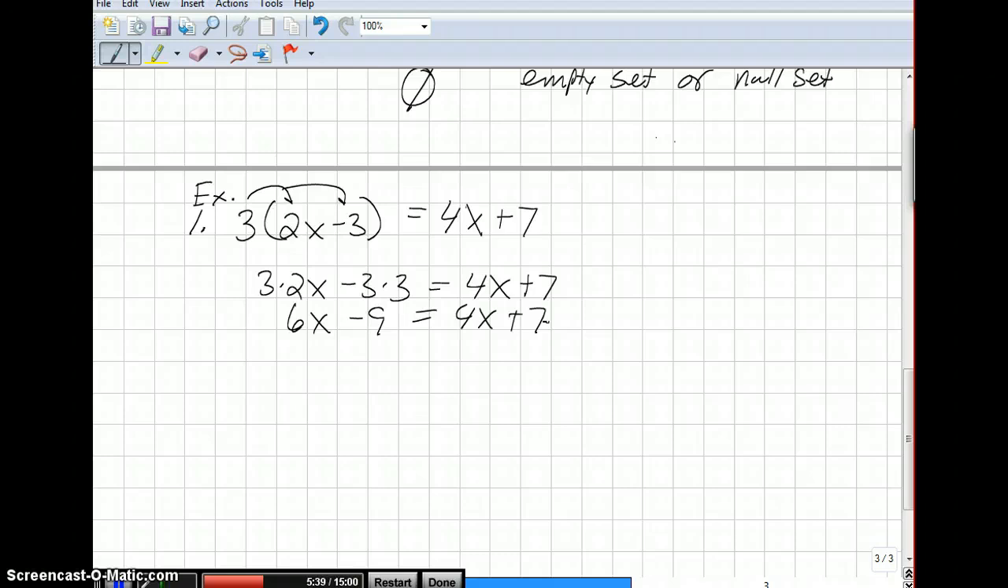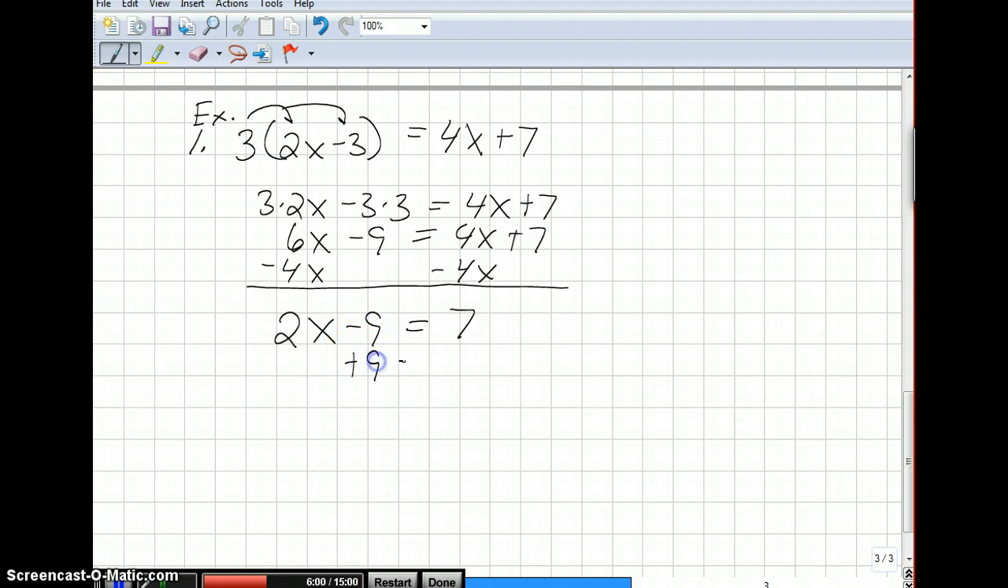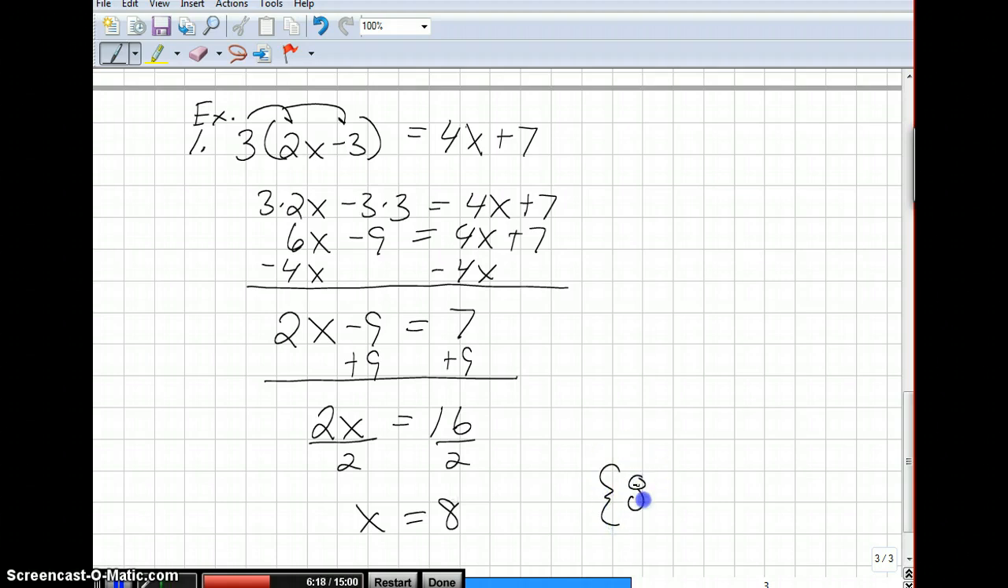Then we get all our x's on one side, because remember our goal is to get x all by itself. So first we need them all on one side. So we use the subtraction property to move the x's on the right to the left. So that gives us 2x minus 9 equals 7. Then we use the addition property to move the 9 to the other side. And then we use the division property to divide everything by 2. So we get x equals 8. So 8 is the solution to this sentence. 8 is the one value of x that will make the whole thing true.